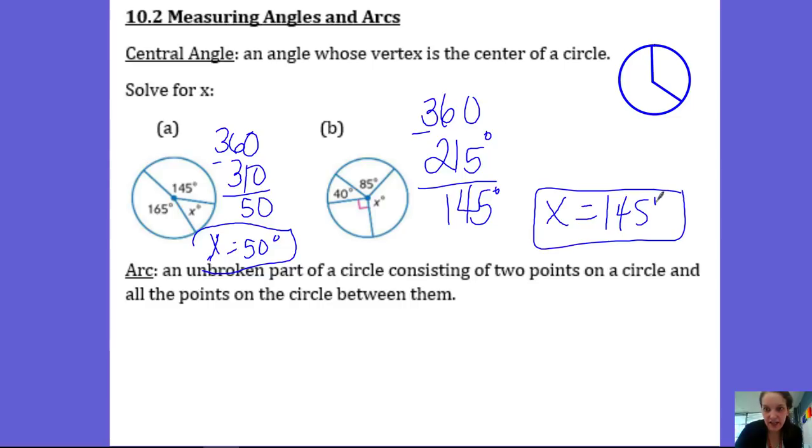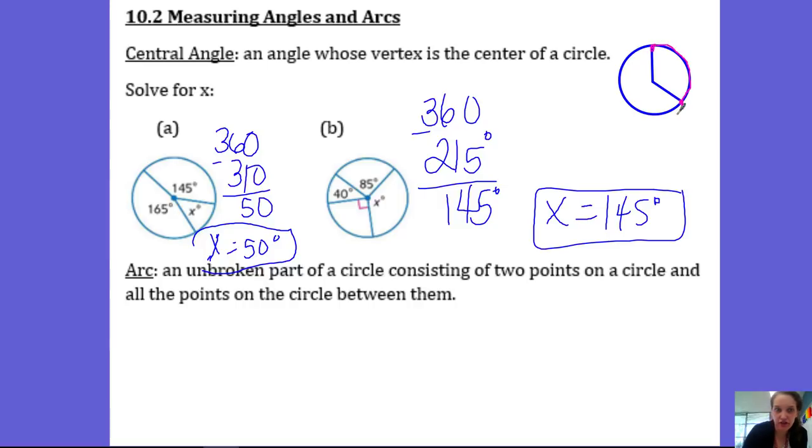So the next concept is an arc. An arc is an unbroken part of a circle that consists of 2 points on a circle and all the points on the circle between them. So basically what that's saying is, let's say we have this central angle up here. This point right here is on the circle. This point right here is on the circle. And this whole stretch of points that connects those 2 points, that would be the arc.